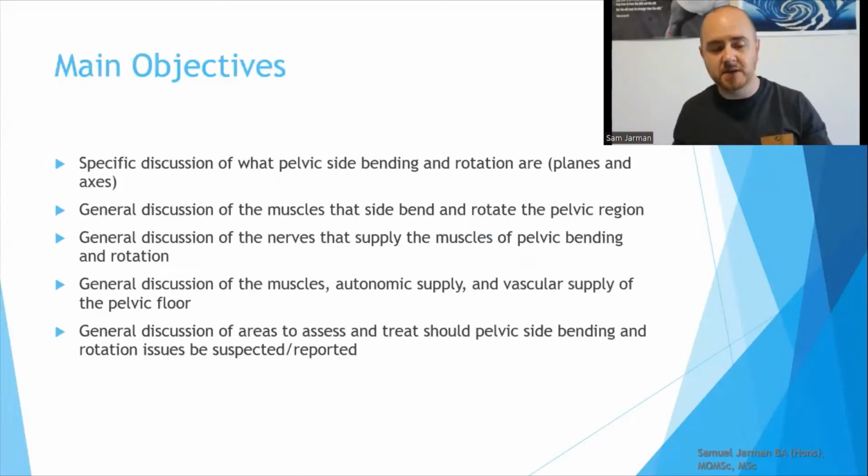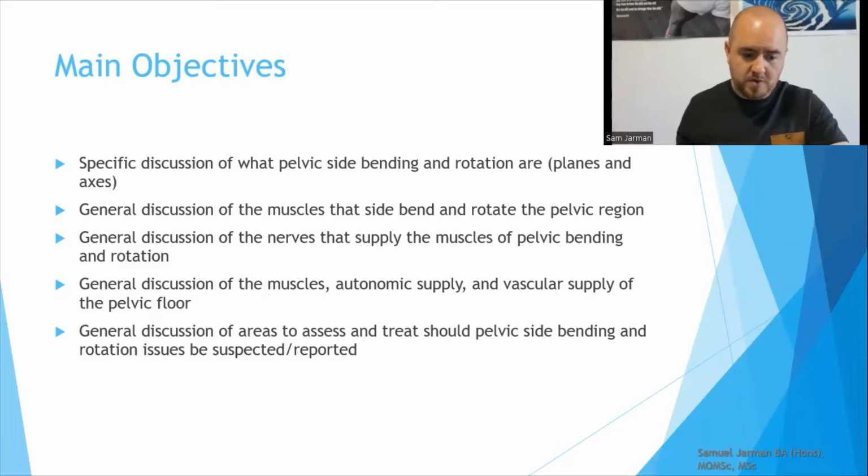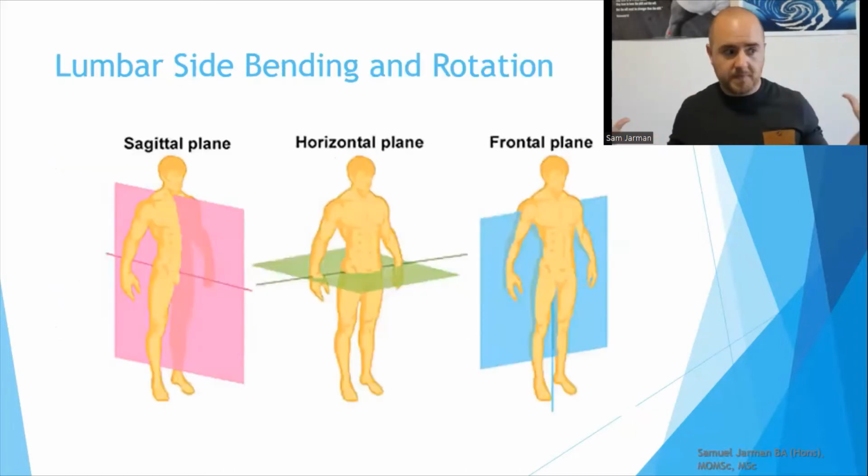So our main objectives here are to have a specific discussion of what pelvic side bending and rotation are, so planes and axes; a general discussion of the muscles that side bend and rotate the pelvic region; a general discussion of the nerves that supply those muscles; a general discussion of the muscles, the autonomic supply and vascular supply of the pelvic floor. Just a simple hint, mostly you're talking about the pudendal outflow, the pudendal neurovascular flow. And then a general discussion of the areas to assess and treat should pelvic side bending and rotation issues be suspected or reported.